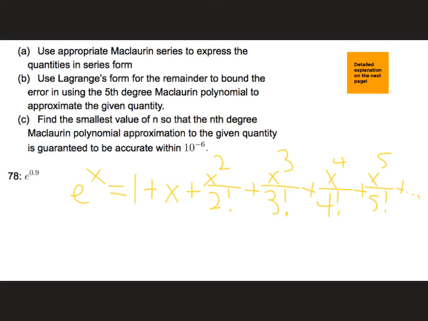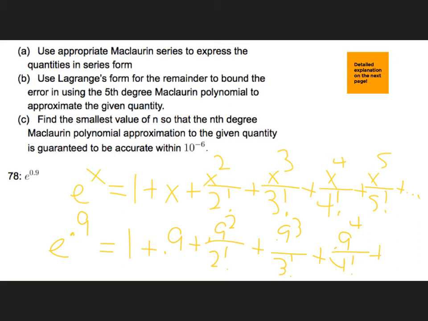Now, all the derivatives of e to the x, well, okay, so e to the 0.9. Maybe I should do that approximation. So plus 0.9, plus 0.9 squared, plus 0.9 cubed, plus 0.9 to the 4th, and then plus 0.9 to the 5th over 5 factorial. So actually I should use an approximation here, because this is an approximation. That's the series, and that's the approximation of e to the 0.9.